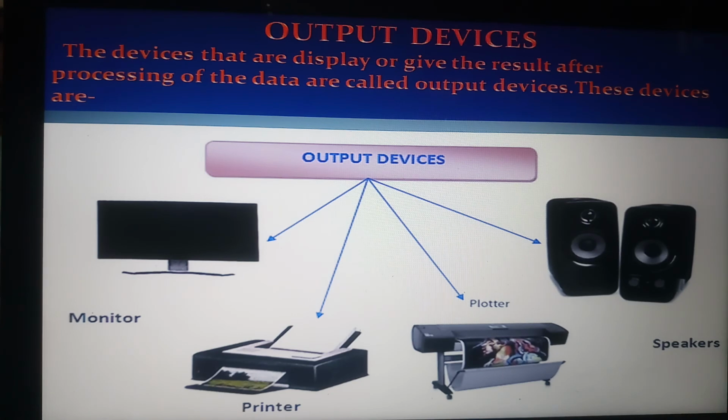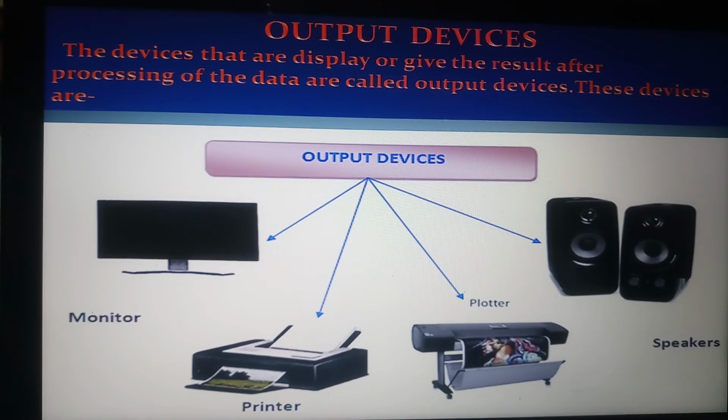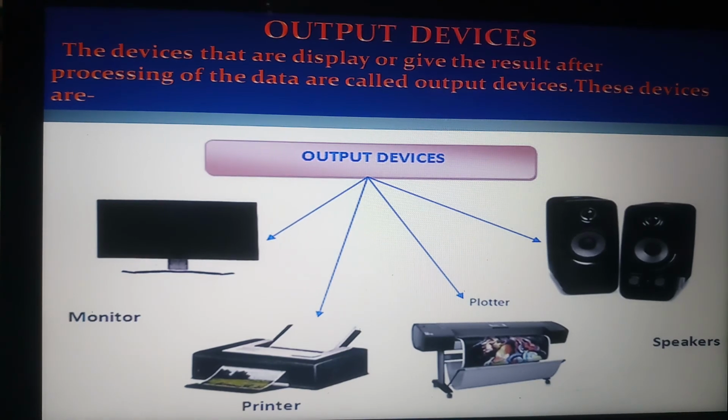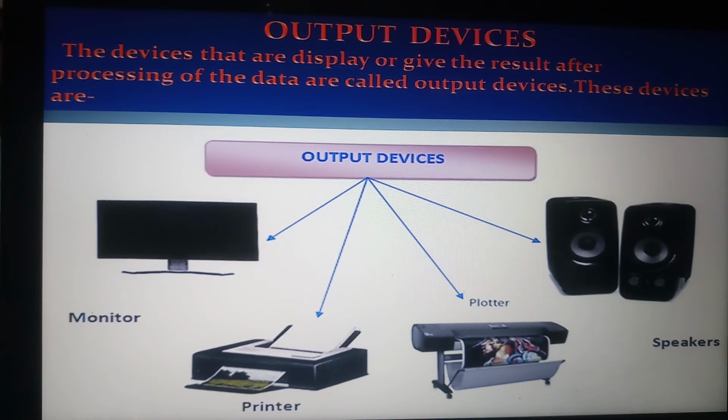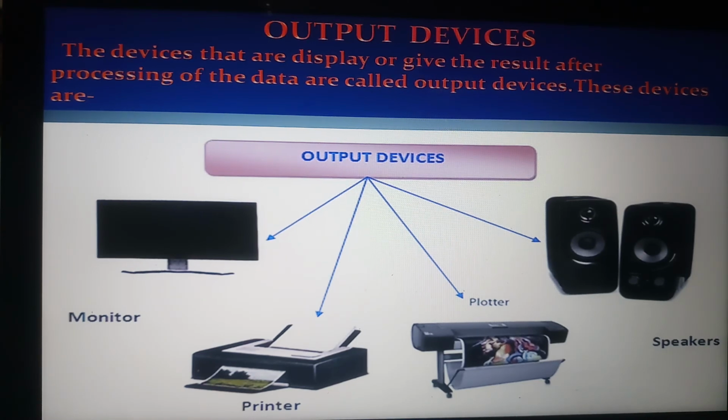Next is plotter. The plotter is a computer printer for printing vector graphics. Vector graphics means computer graphics images that are defined in terms of polygons and other shapes. Plotters draw lines on paper using a pen. Next is speakers. Speakers are used to produce the audio output. We connect the speakers with the computer system to listen to the sound played on it.